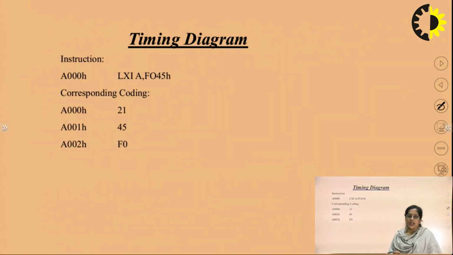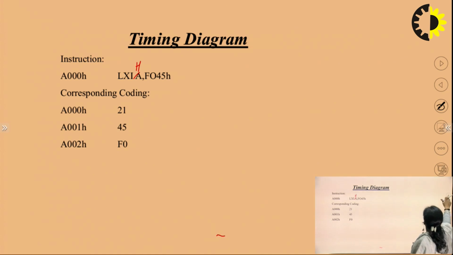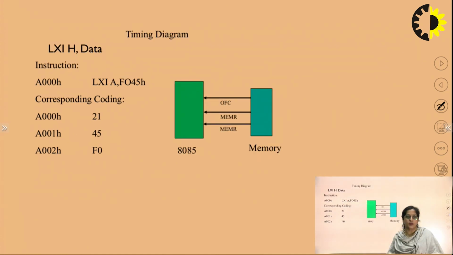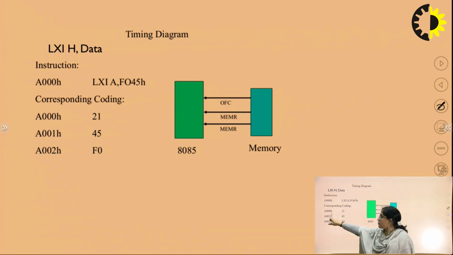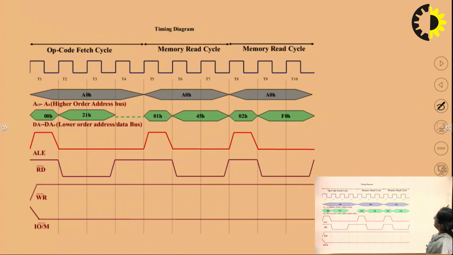Now the next instruction, LXI H, F045. In LXI H, F045, we can see that there are 3 machine operations: opcode fetch and 2 memory reads, because 2 data bytes are going to be fetched. One is 45 and one is F0. First 45 will be fetched because it is the lower order byte, stored at location 01, and then F0 will be fetched from location 02. The timing required is 10 T states: 4 for opcode fetch, then 3 for a memory read, and 3 for another memory read.